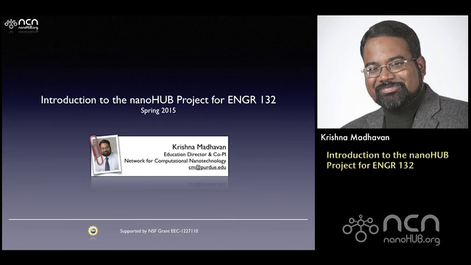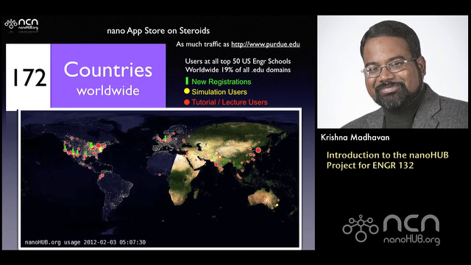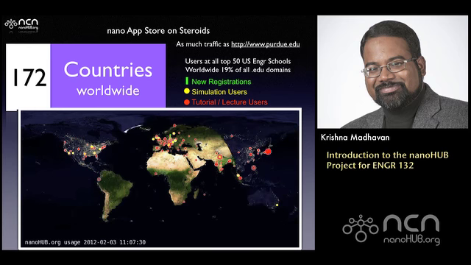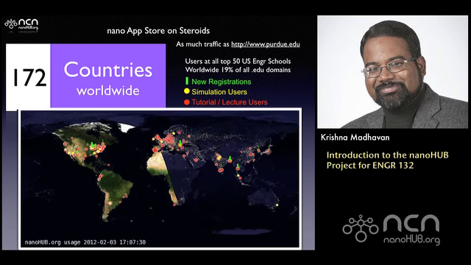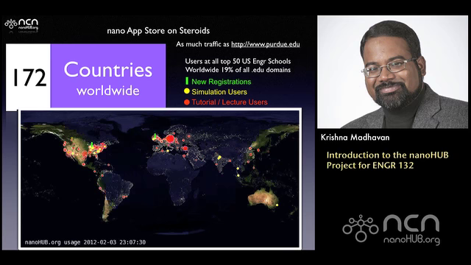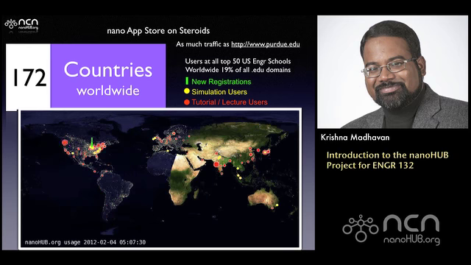To give you an idea of what nanoHUB is, it is a global community of scientists and learners like you who want to learn about nanoscale modeling, simulation, and other cutting-edge research. We are in about 172 countries worldwide. Here on the graph, you see that we have activity going on all over the world at any given time during a day. People usually come online.